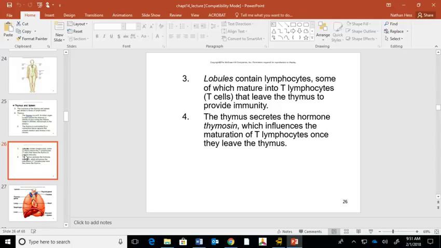The thymus also secretes the hormone thymosin, which influences how these T lymphocytes mature. They're very immature, like throwing parties and everything, and then they mature, and that helps them to actually be able to fight the invaders better.